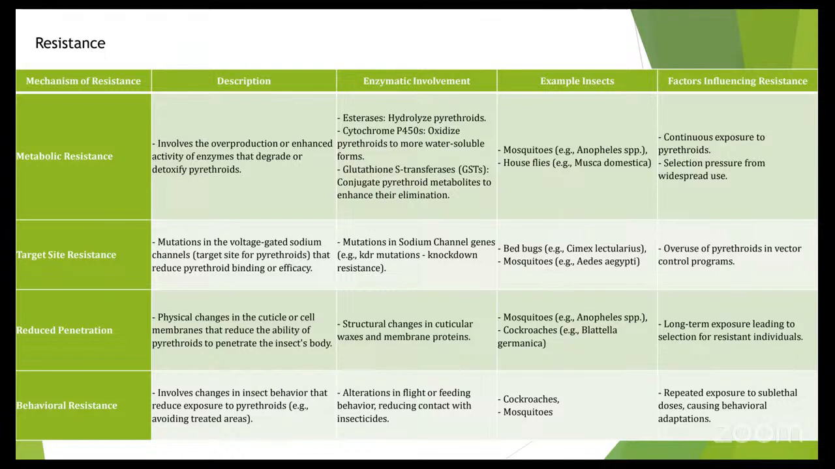Cross resistance or multiple resistance conferred by DDT and organophosphates is the main mechanism by which this resistance has arisen. Resistance to pyrethroids was observed in several species of insects which had a prior resistance to DDT. So some species of insects which are resistant to DDT tend to be resistant to pyrethroids as well.